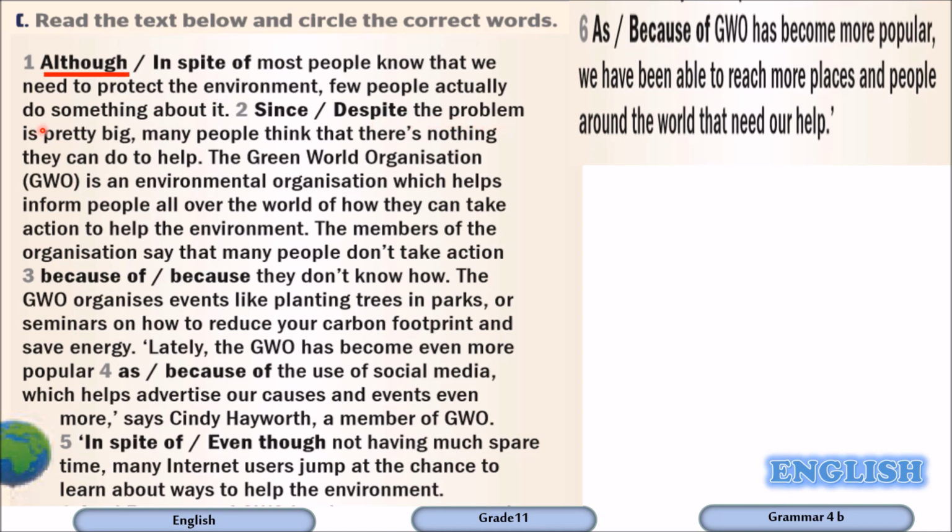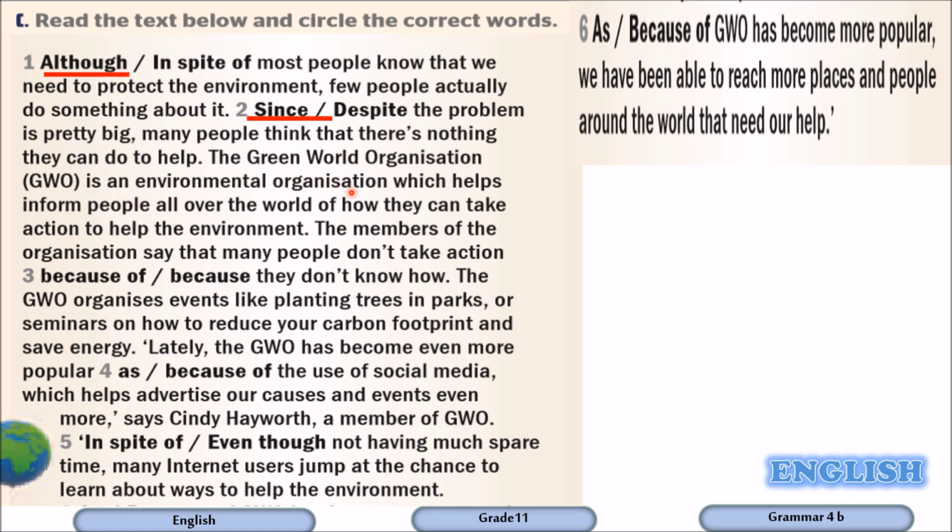The problem is pretty big. So the problem is, here is the verb. So the answer is since. Very good. So let's read the sentence. Since the problem is pretty big, many people think that there is nothing they can do to help.